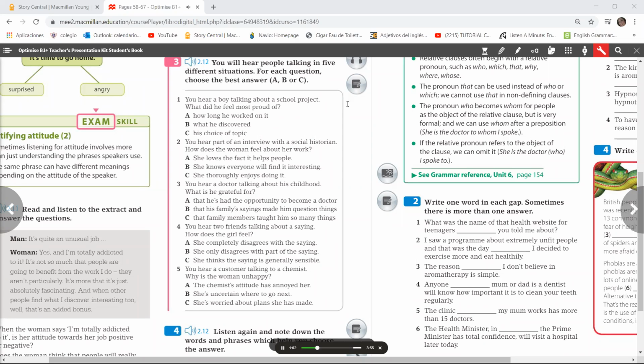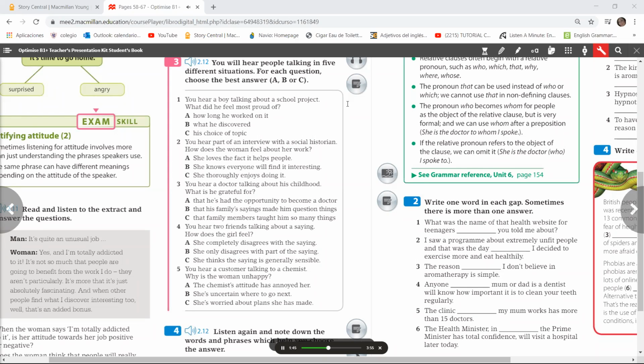2. You hear part of an interview with a social historian. How does the woman feel about her work? My next guest is Linda, who is a social historian. Now, Linda, you spend a lot of time researching old sayings and various pieces of folk advice which people have given each other over the centuries. It's quite an unusual job. Yes, and I'm totally addicted to it. It's not so much that people are going to benefit from the work I do. They aren't particularly. It's more that it's just absolutely fascinating. And when other people find what I discover interesting too, well, that's an added bonus.